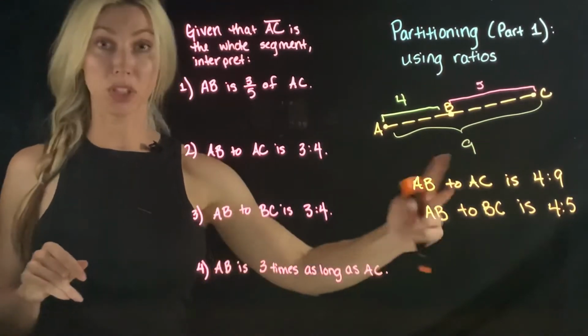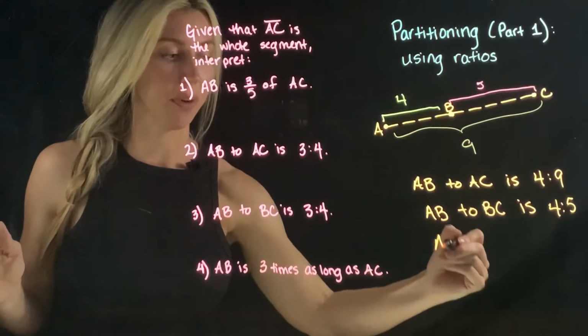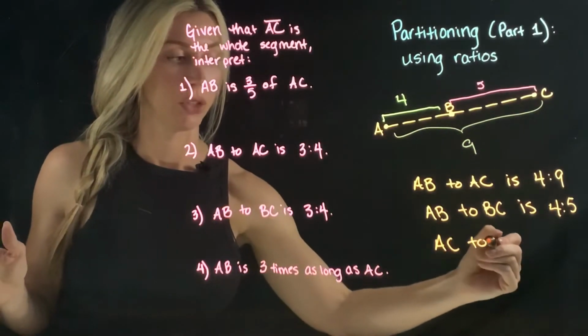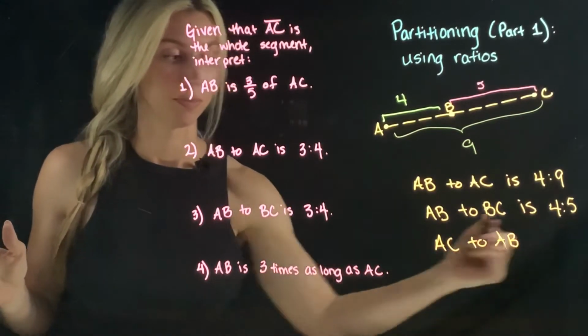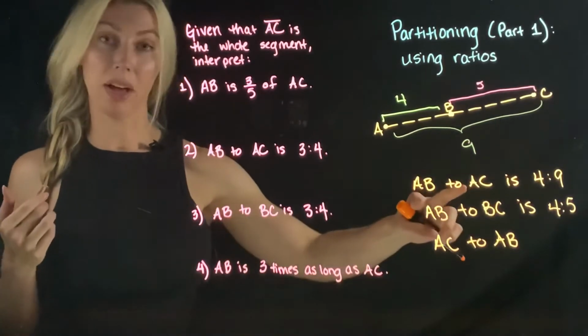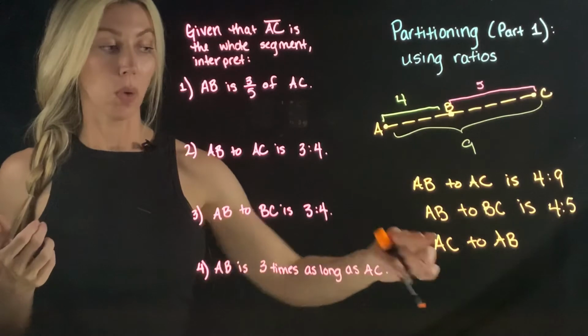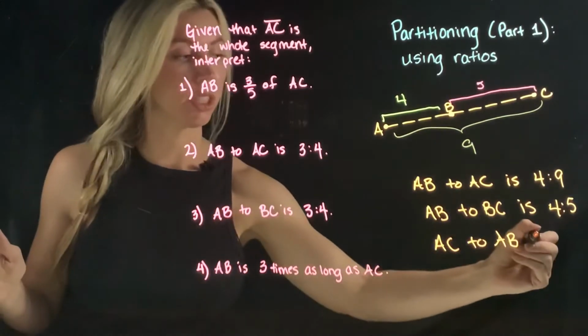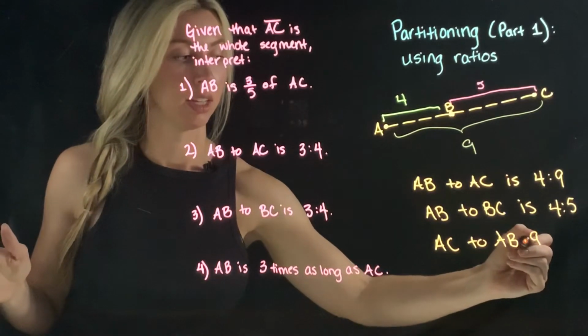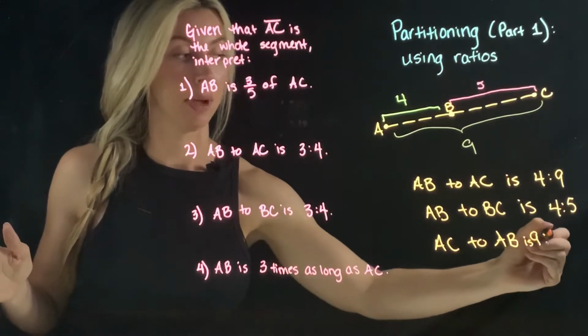Additionally, I can switch the order. So I could ask you for the ratio of AC to AB. So that's the same things I asked you about in the first one, but order matters when you're dealing with ratios. So I would have to put the 9 first because there's 9 equal sections compared to 4.